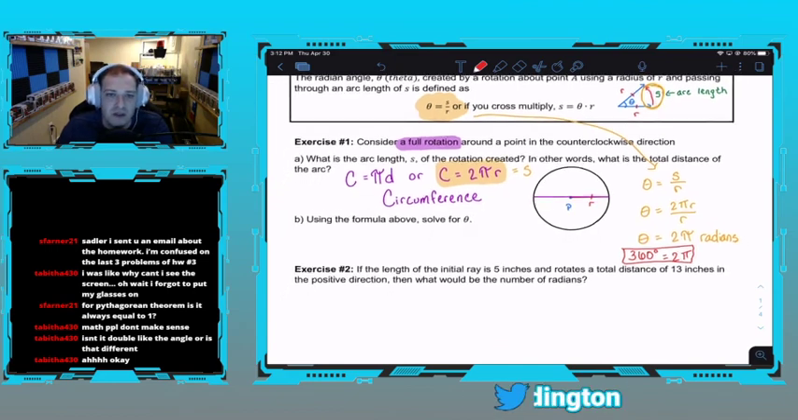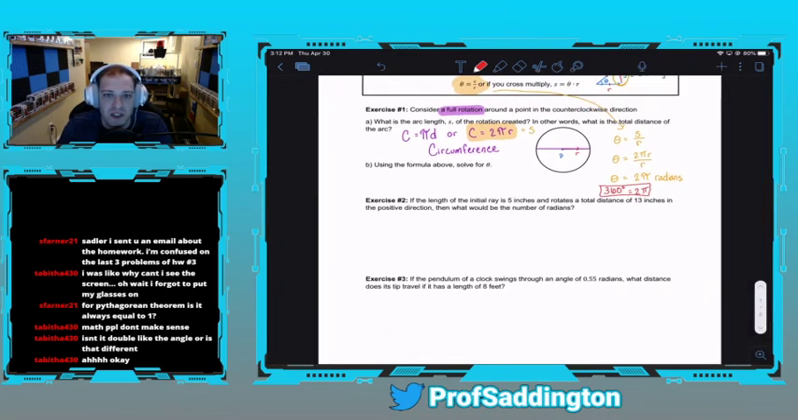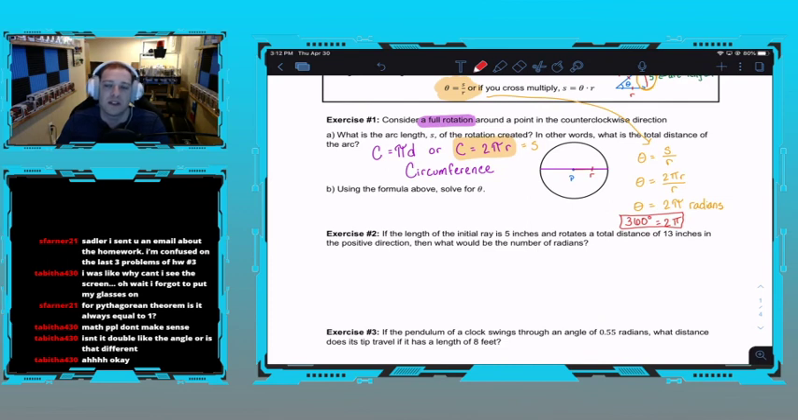Okay. Now I'm just going to use the formula for, I've got 2 questions for you guys because you're going to have 2 questions similar to this on the back page of the homework. In exercise number 2, it says if the length of the initial ray is 5 inches and rotates a total distance of 13 inches in the positive direction, then what would be the number of radians?